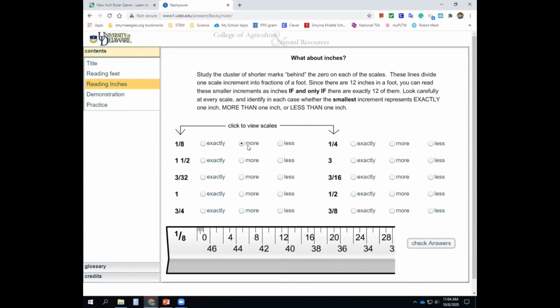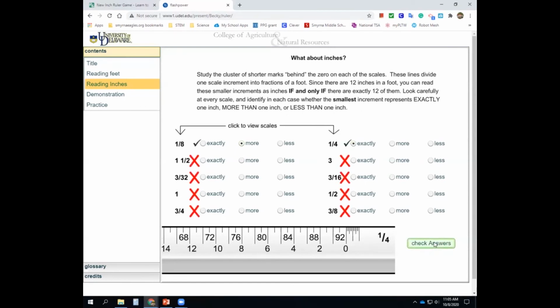I mean, that's tricky. Let's go to the quarter-inch scale. So here we do have 12. 1, 2, 3, 4, 5, 6, 7, 8, 9, 10, 11, 12, all the way to this one. So this is going to be exactly. Let's go ahead and check my answers.